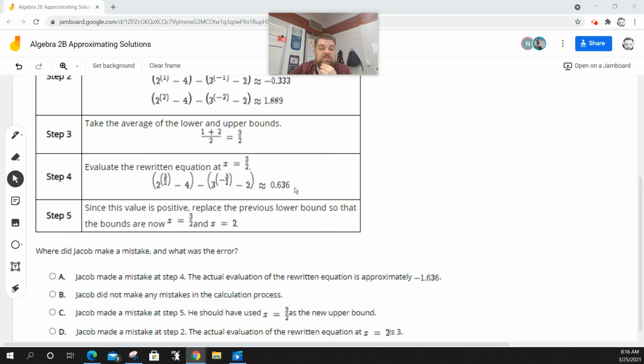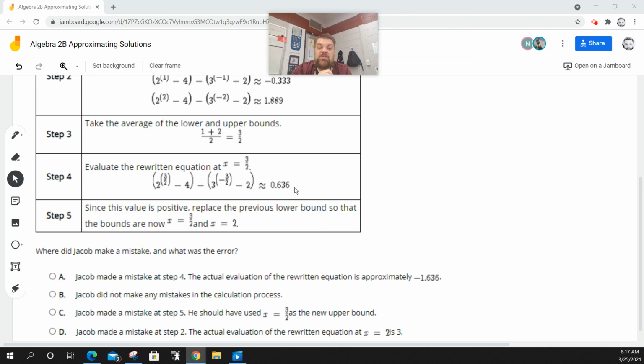So then step 5 says, since the value is positive, replace the previous lower bound so that the boundary is between 3 halves and 2, okay? So, oh, wait, I said that backwards earlier when I was describing it. So what we're going to do is find the average between, because they're both positive. Oh, no, wait, I said it right. The statement, step 5, is saying because it's positive, he should replace the lower bound. So, okay, I get it now.